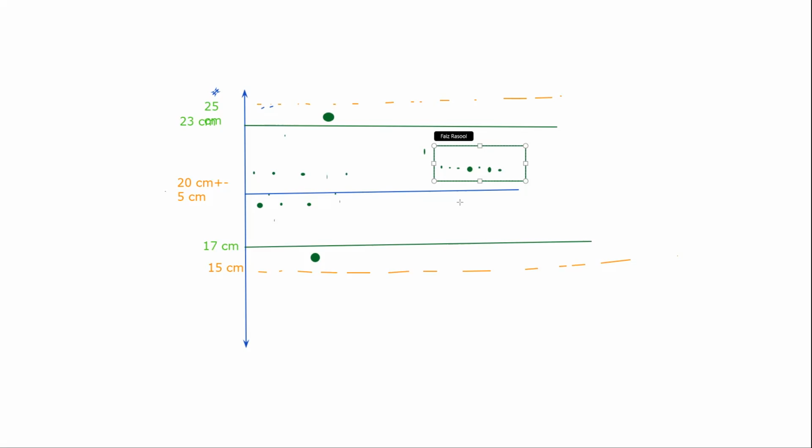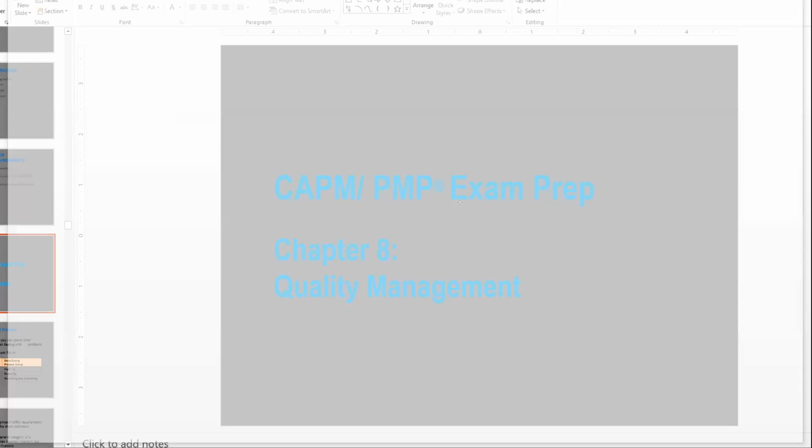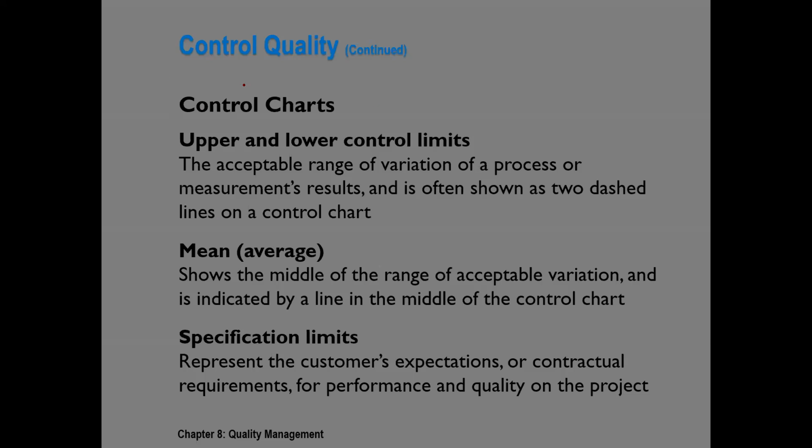Any questions? Now let's go back to our slides and keep on discussing the rest of the topics. We talked about control chart, we talked about upper and lower control limits, we talked about mean, we talked about specification limits. Specification limits come from the customer, upper and lower control limits are set by the team.